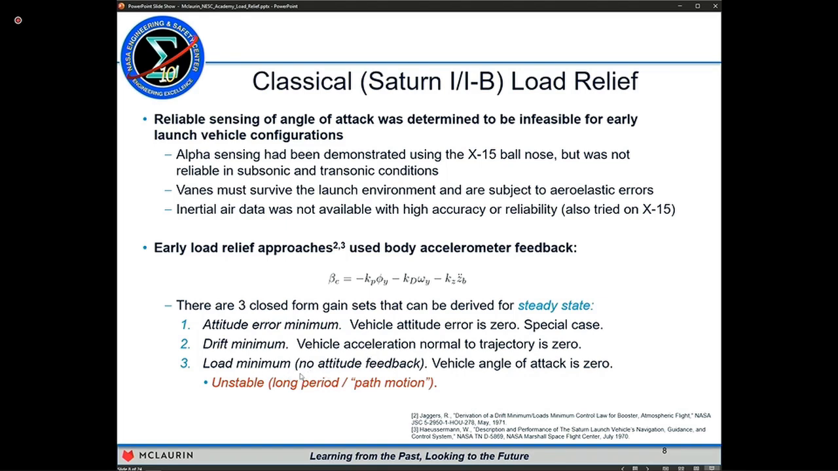And then there's load minimum, which is equivalent to no alpha, or equivalent to pure alpha feedback. The vehicle angle of attack goes to 0 in the steady state, and the vehicle turns into the wind. Now, in the classic literature, what you hear that referred to is path motion, unstable path motion, but it's the same as what I mentioned in the preceding slides.